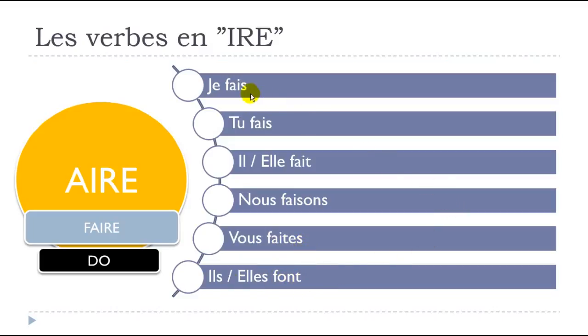So just one more time, je fais, tu fais, il fait, elle fait. Nous faisons, vous faites, ils font, elles font. This one is important because we use it quite often in French. We've got many expressions that are combined or constructed with faire. So keep in mind that it goes like that: faisons and then faites.